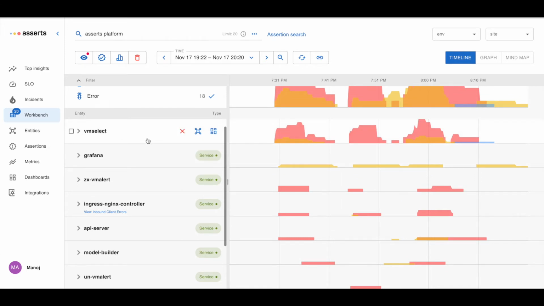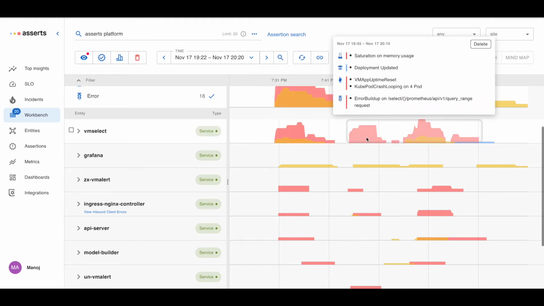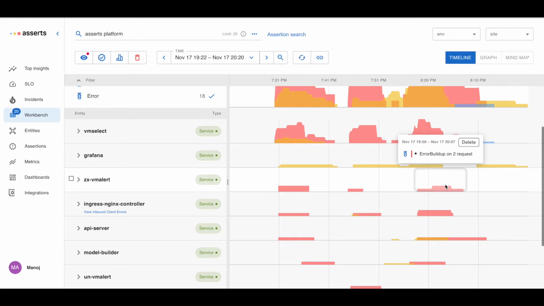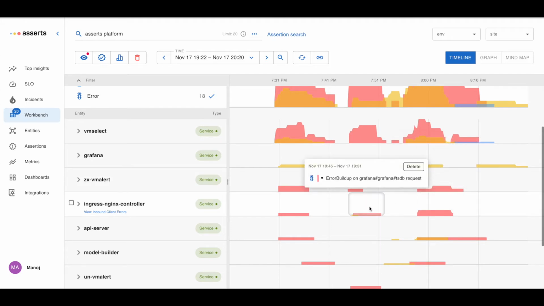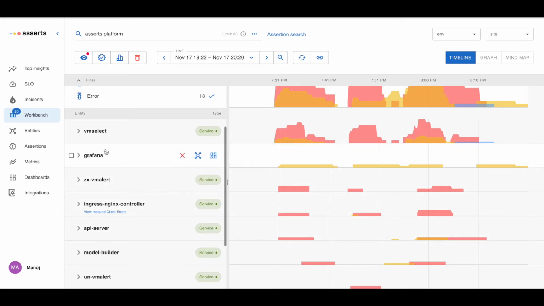By hovering on the thumbnail sketch, we confirmed that at the time of the VM Select crash, Grafana is experiencing resource anomaly assertions. VM Alert and the ingress controller have recorded errors, and APS server has exceeded the latency P99 threshold. We wanted to understand if and how these services are connected to each other, so we toggled to the entity screen.